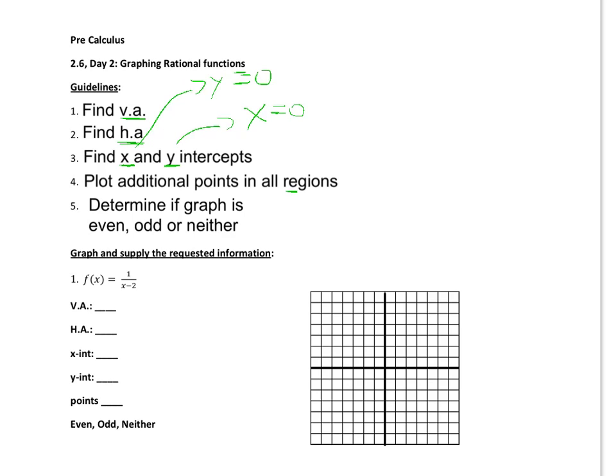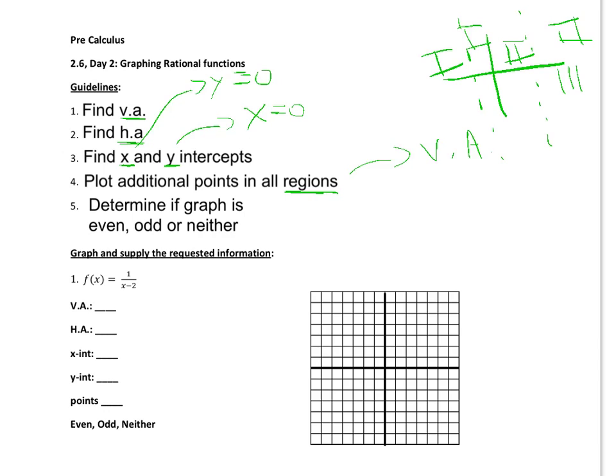What I mean by regions, what really affects the regions are the VAs. For example, I'll give you an example. Let's say this is our coordinate plane. Let's say right here you get a VA. You really have 2 regions. This is 1 and this is 2. If you have, let's say, 2 VAs, I'm going to draw another VA. Now you have 3 regions. We'll say this is 1, this is 2, and this is 3 right here. So we have to make sure we have at least 1 point in all those regions.